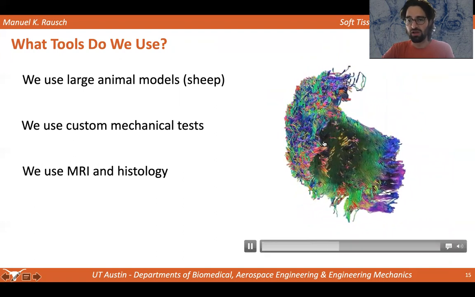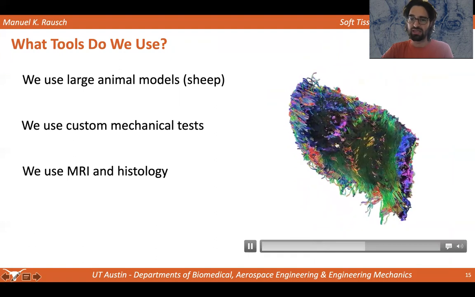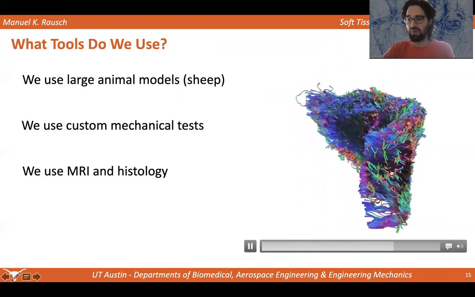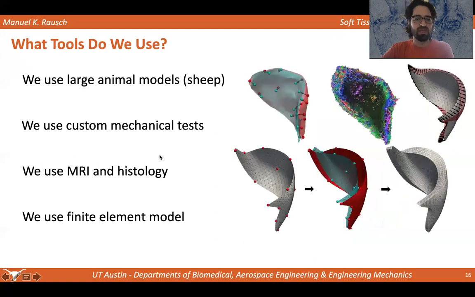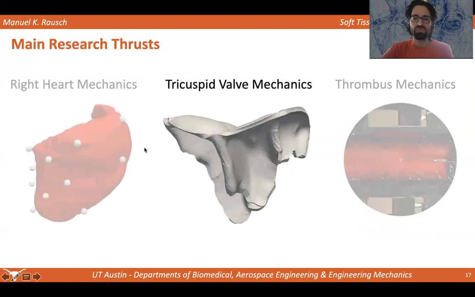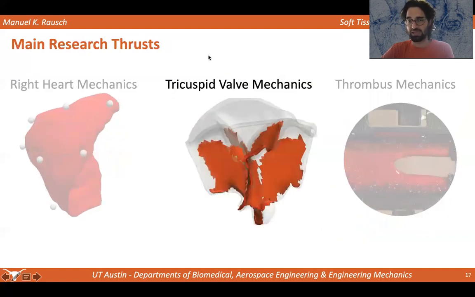You see here a video of the right ventricular free wall under diffusion tensor imaging, where you can see the macrostructure as well as the fibrous microstructure. We also use histology, and we do use finite element modeling. So here you see a pipeline where we go from animal data to sort of 3-dimensional finite element models of the right ventricle. Our second thrust is on tricuspid valve mechanics.